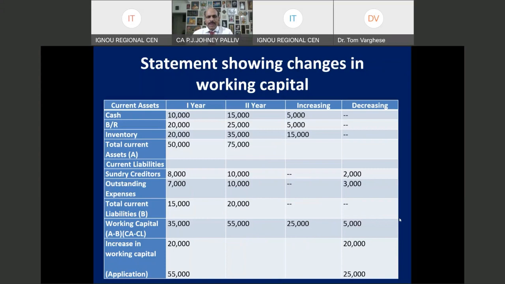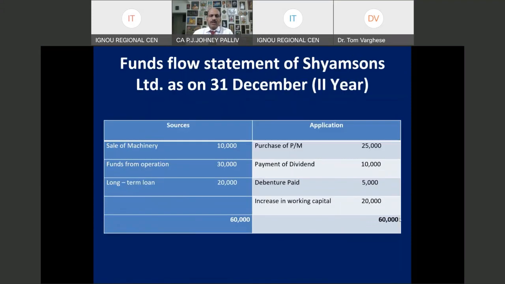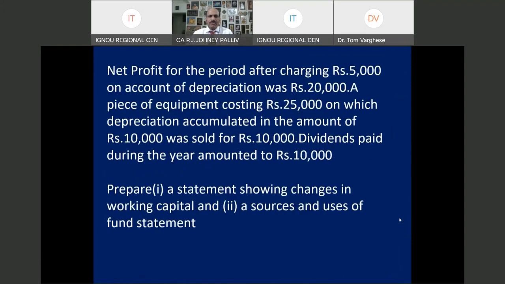Therefore, a statement showing changes in working capital. You can see whether it is an increase or decrease. Year 1, working capital is 35,000. Year 2, working capital is 55,000. The difference is 55,000 minus 35,000 is equal to 20,000. Therefore, 35,000 increased from year one to 55,000. Therefore, the net increase during the year is 20,000. This is what is asked in question number one. They say statement showing changes in working capital.